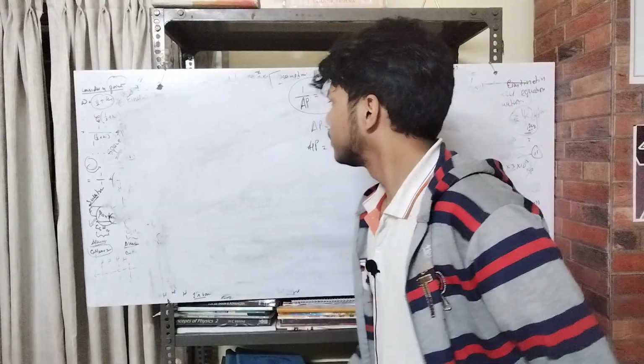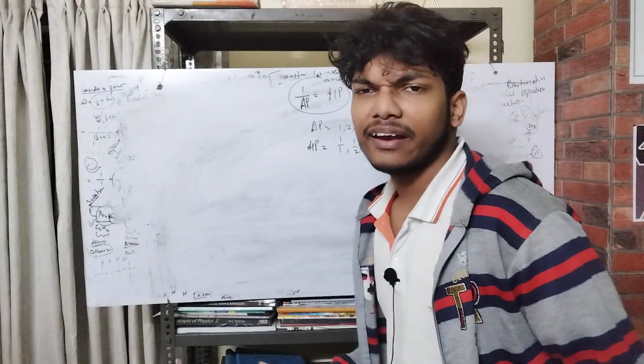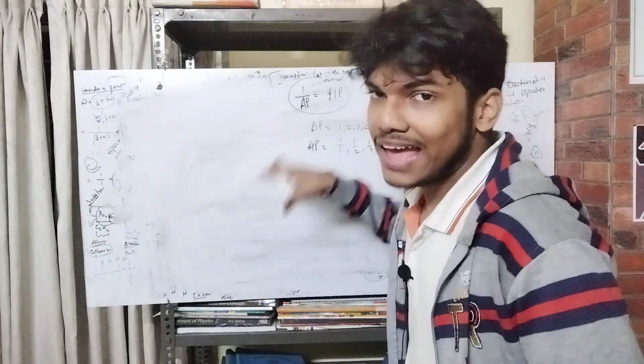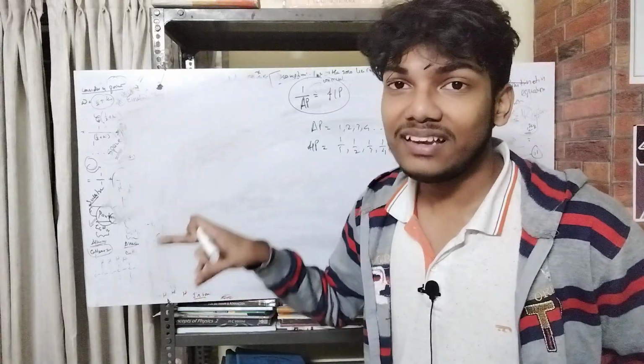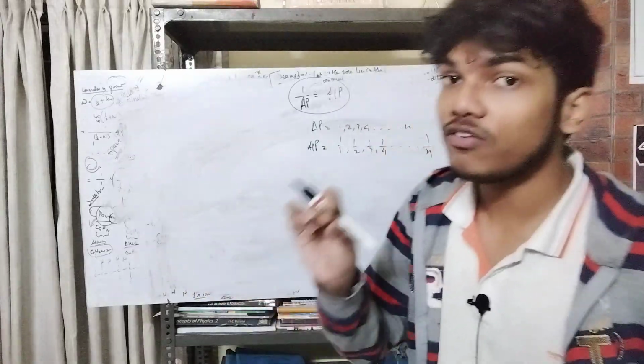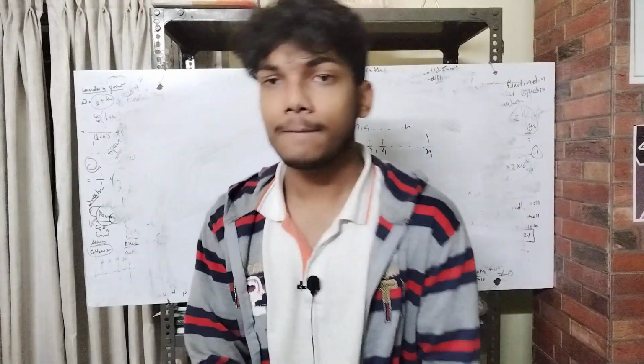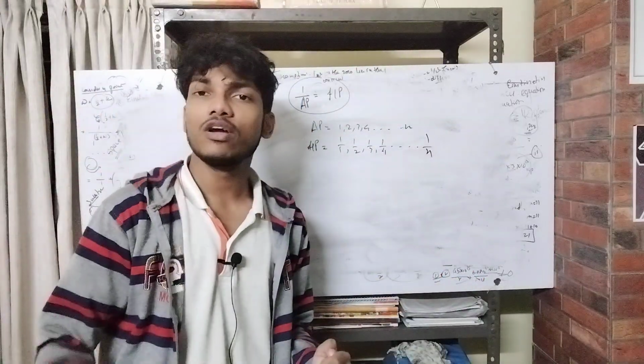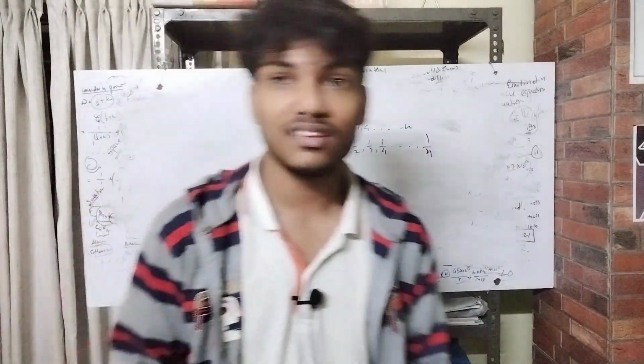And here you can see how to find the Tn. First find the Tn of the AP, and just write 1 by the Tn of the AP, which will be the Tn of the HP. Okay, now the next sequence we are going to learn is AGP.